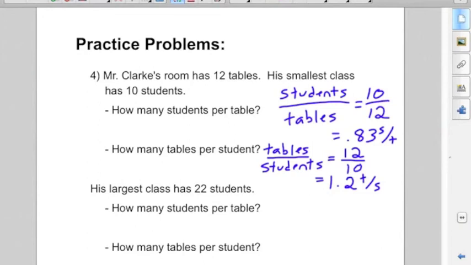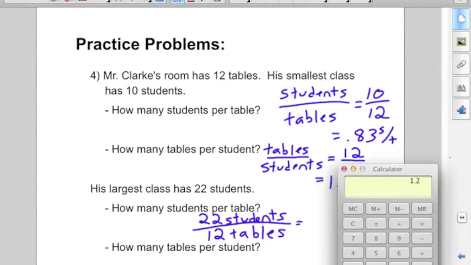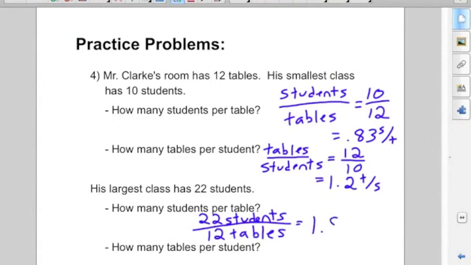All right, what if you're in his biggest class? How many students per table? That's going to be 22 students divided by 12 tables. Let's do the math. 22 divided by 12, 1.83 students per table.